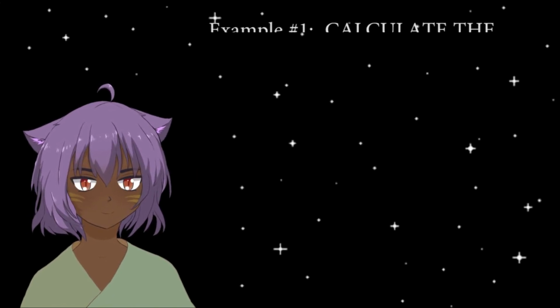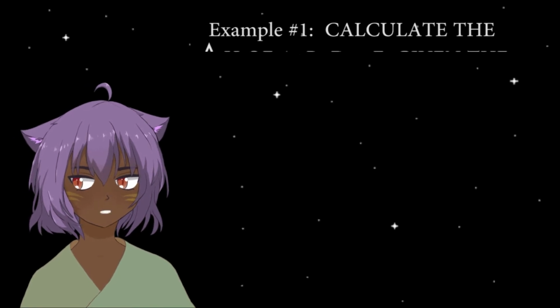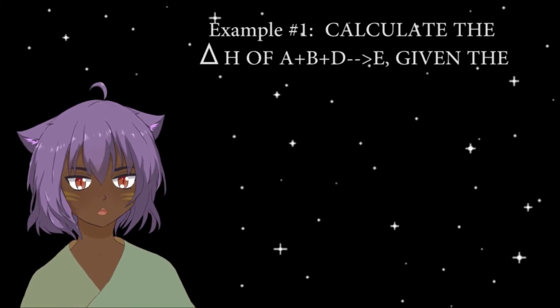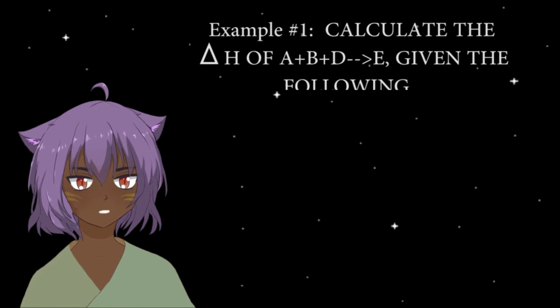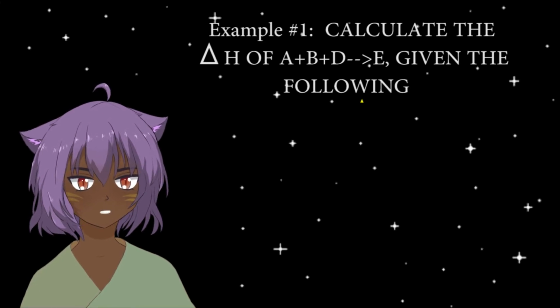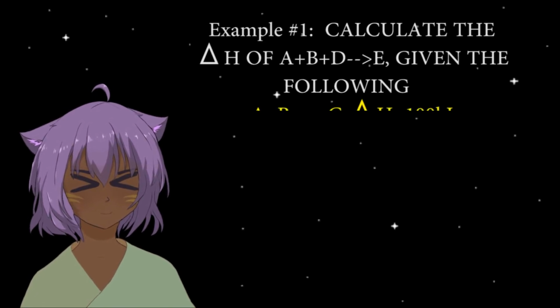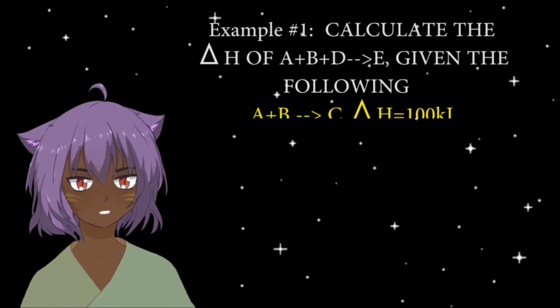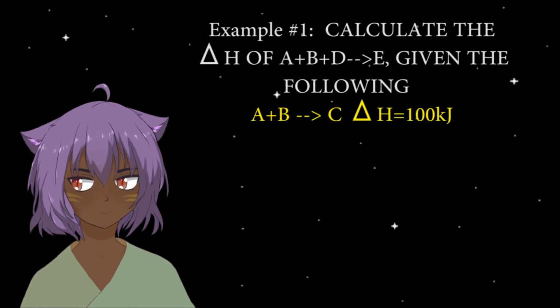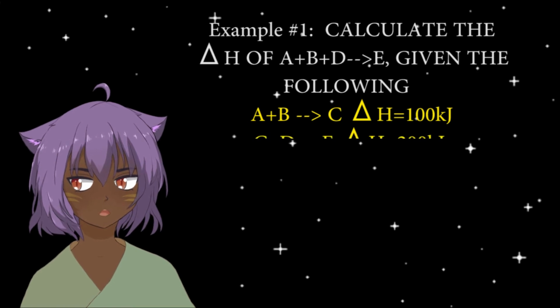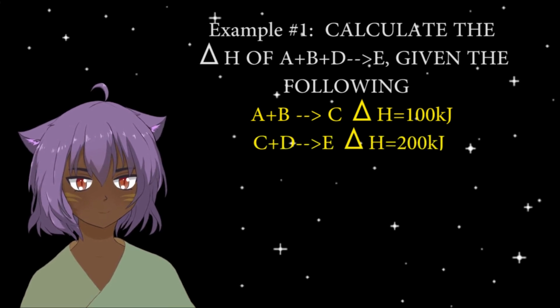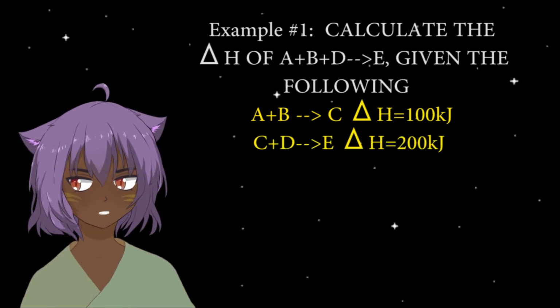So here is an example. Calculate the final enthalpy of A plus B plus D yielding E, given the following. The first equation is A plus B yields C with an enthalpy of 100 kilojoules, and the second equation is C plus D yields E with an enthalpy of 200 kilojoules.